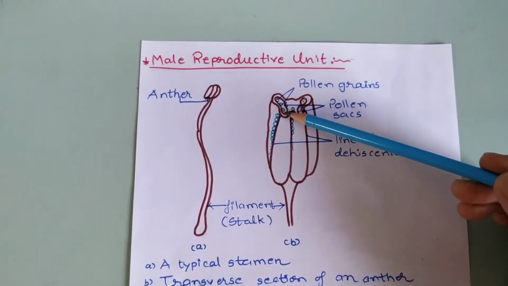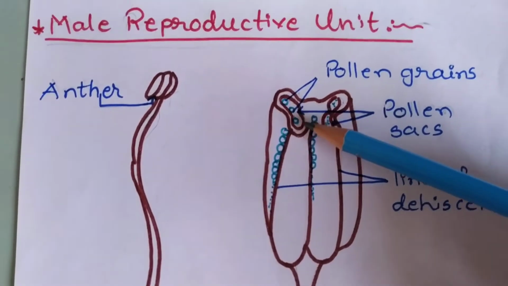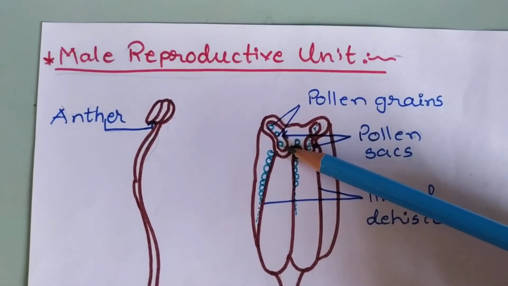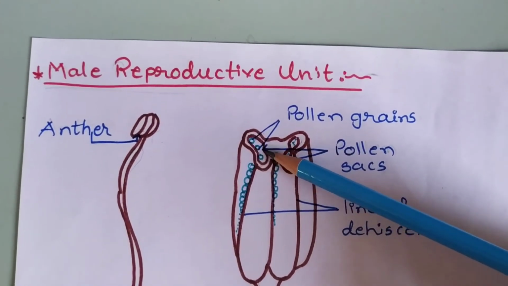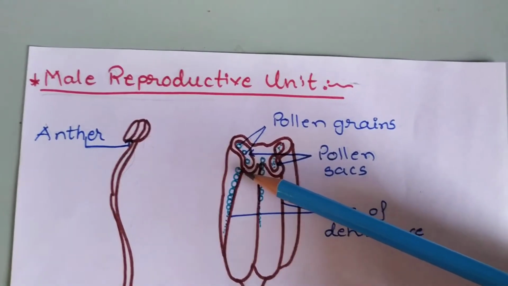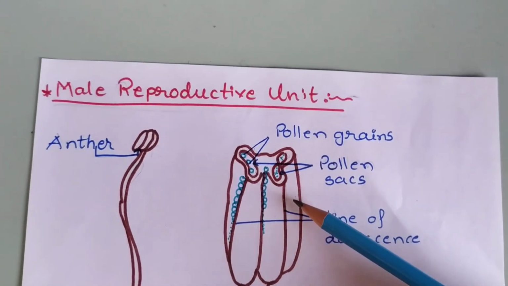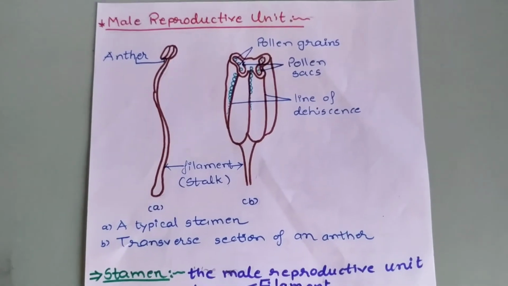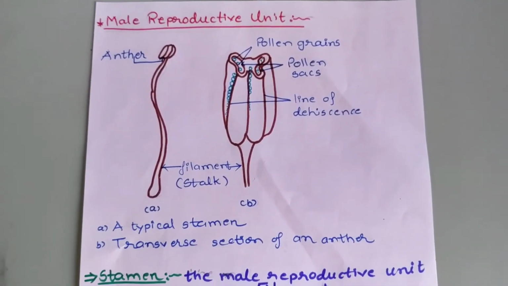In which you can clearly see these blue dots which I made. They are pollen grains. They are in the pollen sac. They are covered in the pollen sac. And this is one part, 2, 3 and 4. So A diagram is for a typical stamen part and B is a transverse section of an anther.